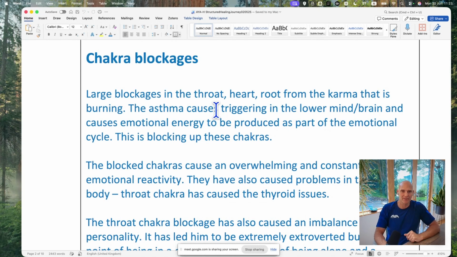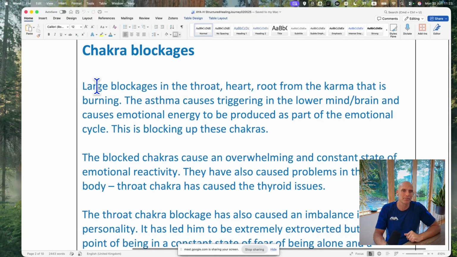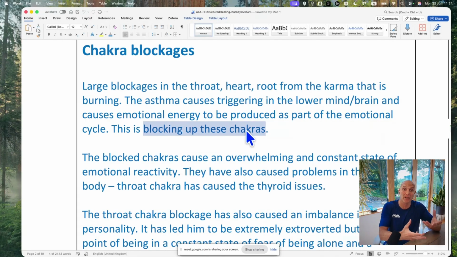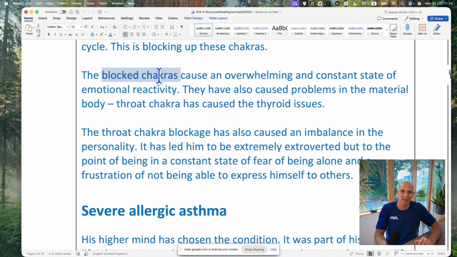Okay, chakra blockages is next. Now there are large blockages in the throat, heart, and root, of course, because that karma is burning. The asthma causes triggering in the lower mind, and that causes emotional energy to be produced as part of the emotional cycle. That's what's blocking up these chakras. So that asthma is actually a trigger for burning that karma. Blocked chakras cause an overwhelming and constant state of emotional reactivity. And those blocked chakras have also caused problems in the material body. For example, the throat chakra caused the thyroid issues.